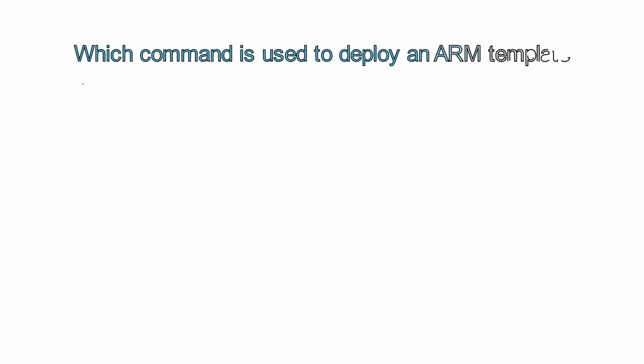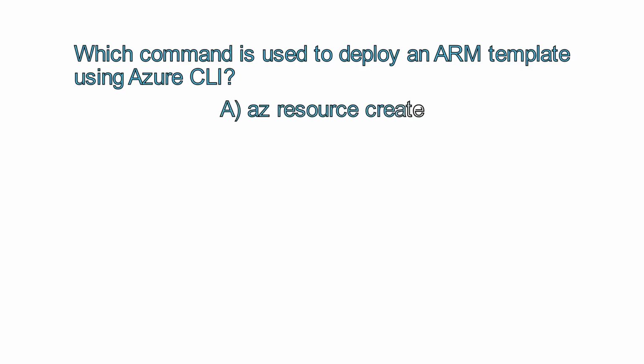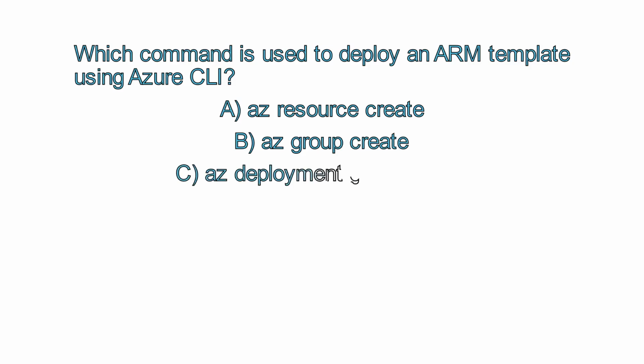Which command is used to deploy an ARM template using Azure CLI? A. az resource create. B. az group create. C. az deployment group create. D. az template deploy.